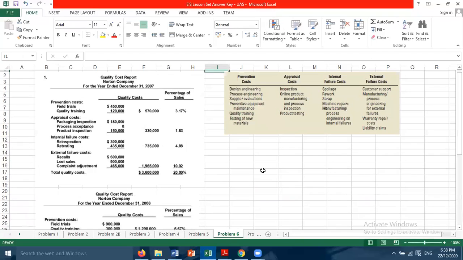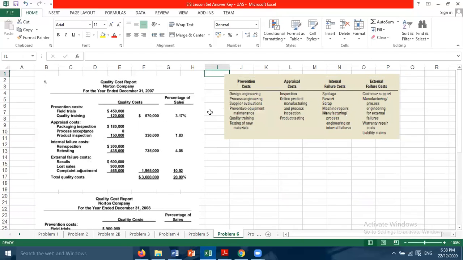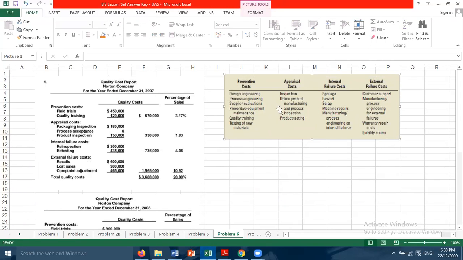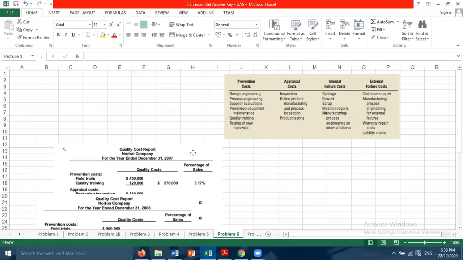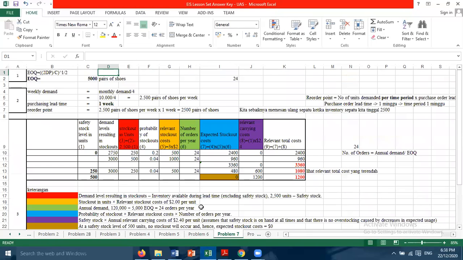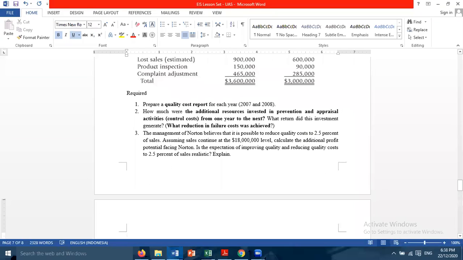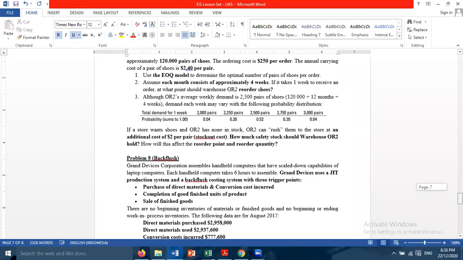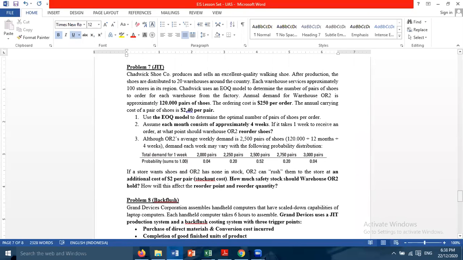Okay, so that's all for quality cost. So practically what you guys need to remember is how to classify each activity and finding the percentage of sales. That's mostly it for quality cost. Right. Next, we'll go to JIT, inventory management, and backflush costing. So I'll explain a little theory on inventory management, JIT, and simplified costing.